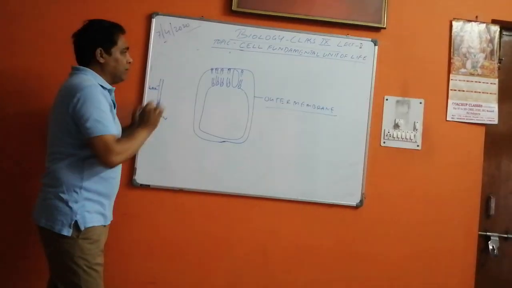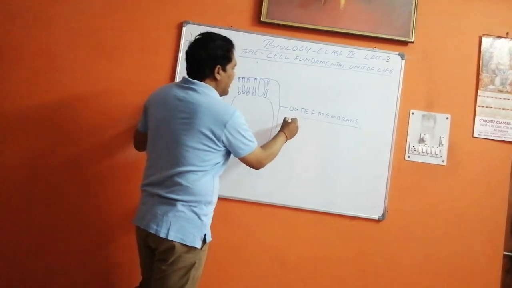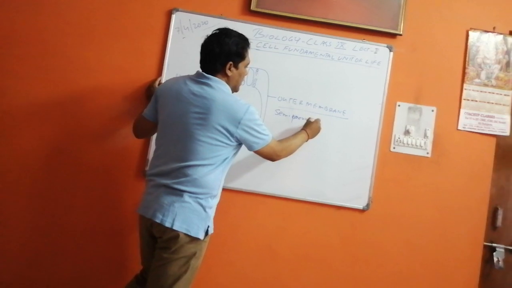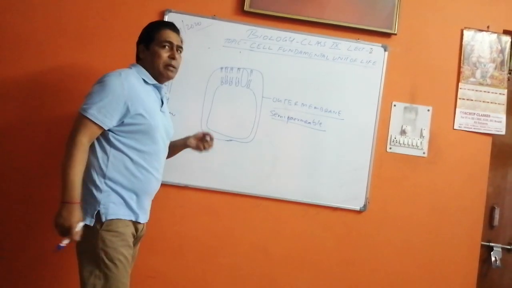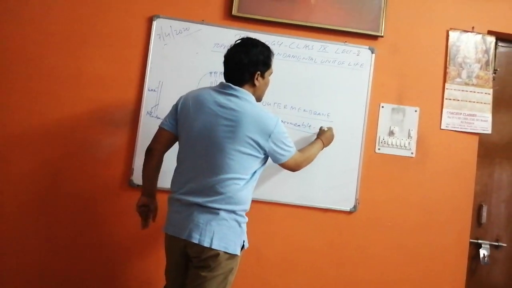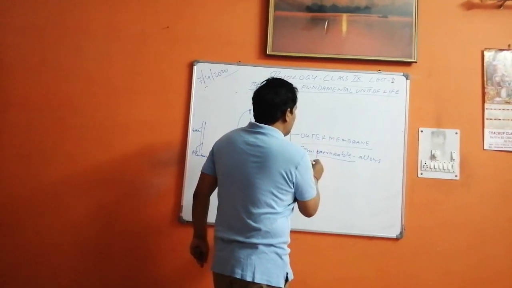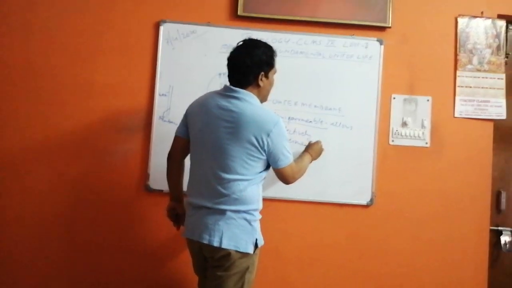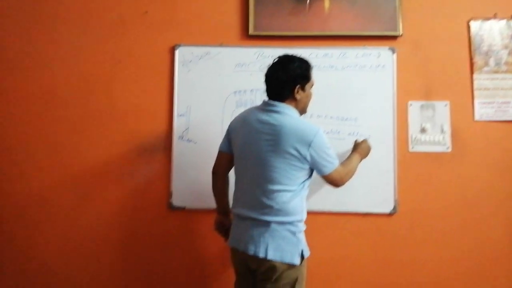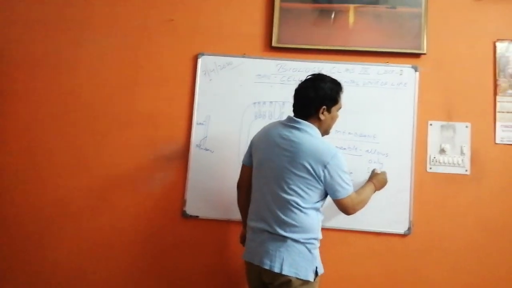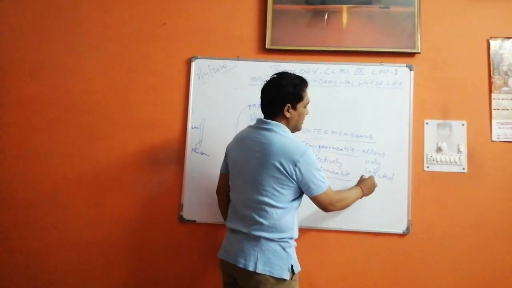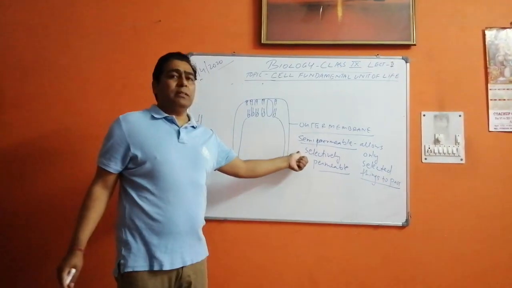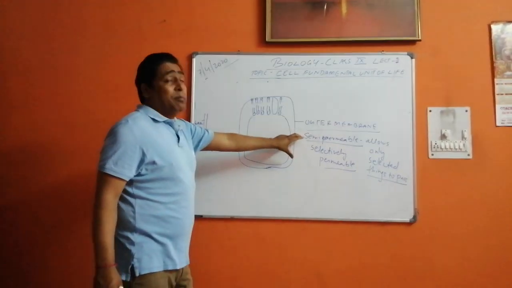So what does this cell membrane do? This outer membrane is semi-permeable. It is also known as selectively permeable. It allows only selected things to pass. So it is known as semi-permeable. Its nature is semi-permeable.